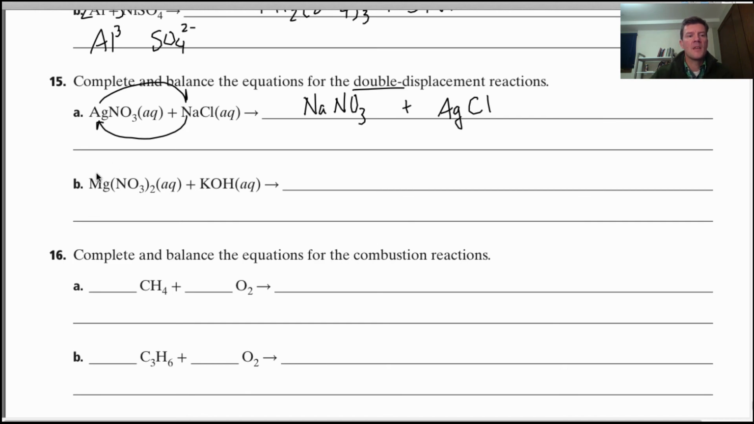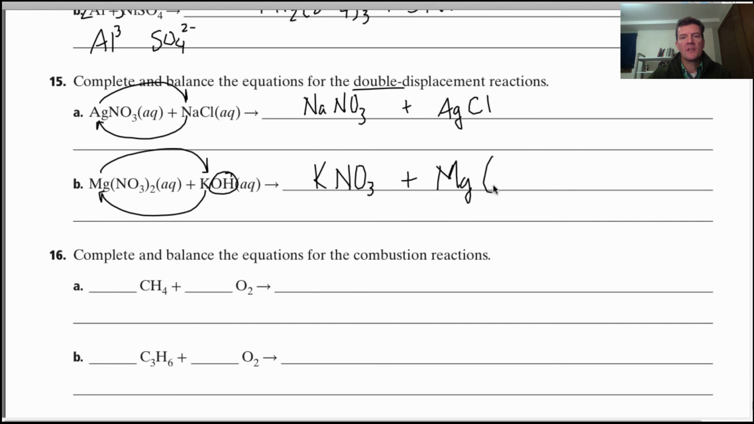Okay? Here, we're going to have a double displacement. Switch places, just the metals. So the potassium is going to go with the nitrate. Potassium is a +1 ion. Nitrate is a -1, so just one of each. Magnesium is a +2. Hydroxide is a -1. So you're going to need 2 hydroxides.